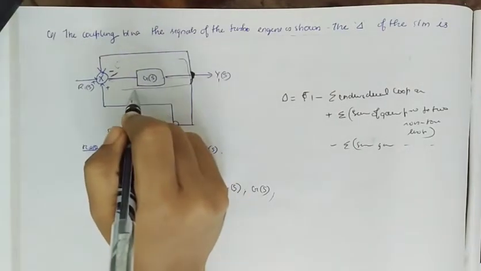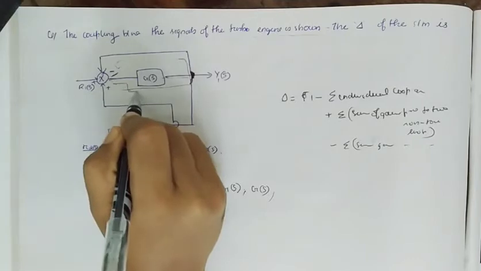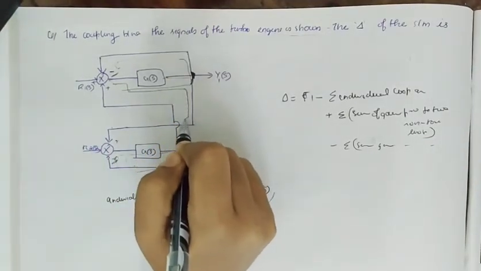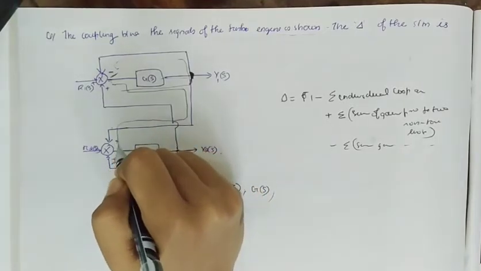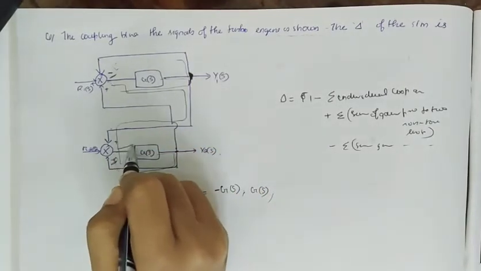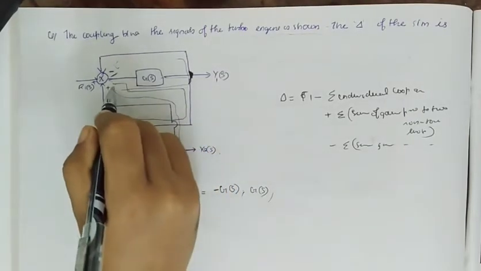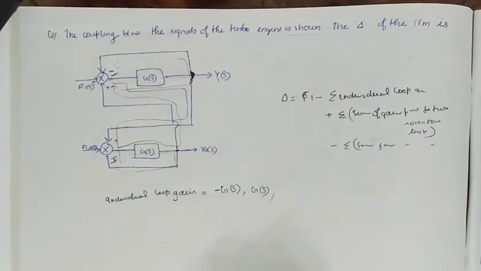Travel from here, R of S, G of S, coming over here, travel towards here, then from here we'll go back to R of S. So even if the loop looks complicated, we have to take it. Every path whose starting and ending point are the same is a loop. Please take it even though it looks complicated.